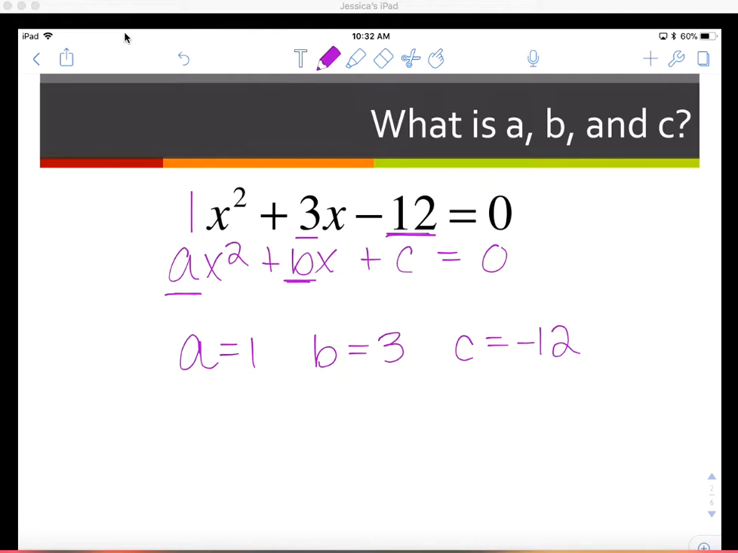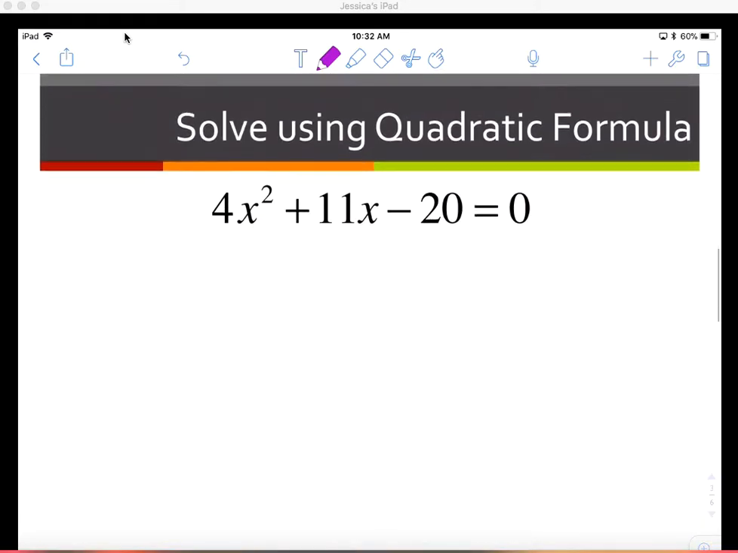In order to use the quadratic formula, you have to be able to determine a, b, and c. They are always going to be the coefficients in front of x squared and x. You will not include the variable x. So let's work our first example.